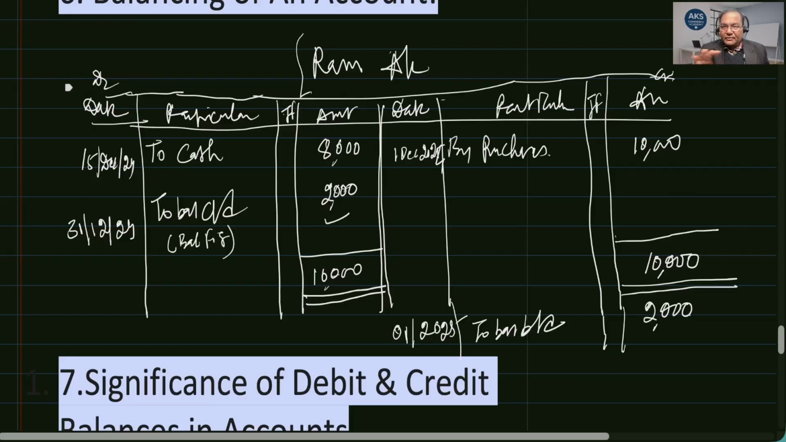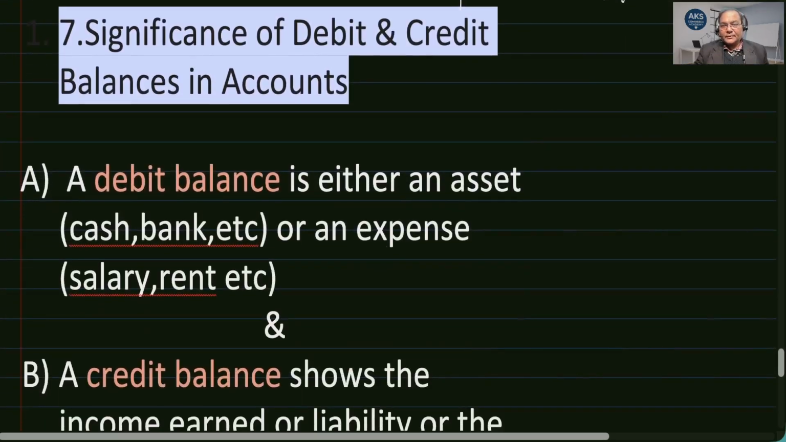I hope the rough understanding of how the balancing of an account is done is clear to you by now. Let's see now the significance of debit and credit balances in an account. A debit balance is either an asset, cash, bank, etc., or an expense like salary, rent, etc. Till the time it is paid, our expense account will show a balance. Once it is paid, there is no balance. Cash will have a balance, and the bank account will have a balance. Whenever there is a sale and cash is coming in, it gets debited to the cash account and appears there. So a debit balance is either an asset or an expense, which we have seen.